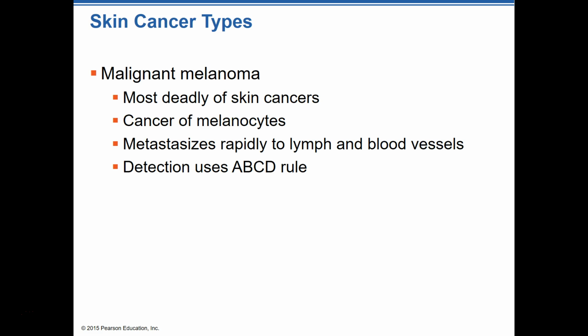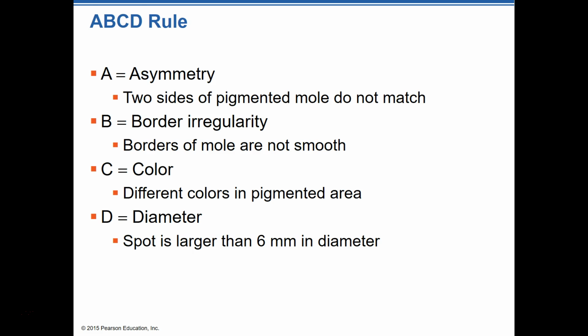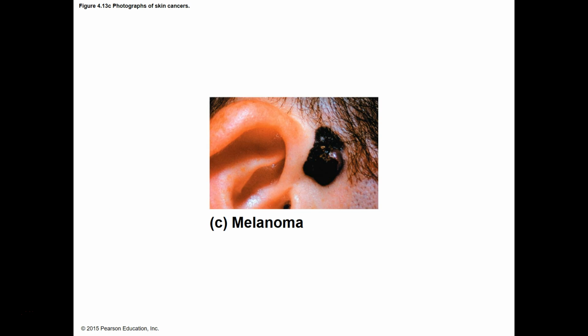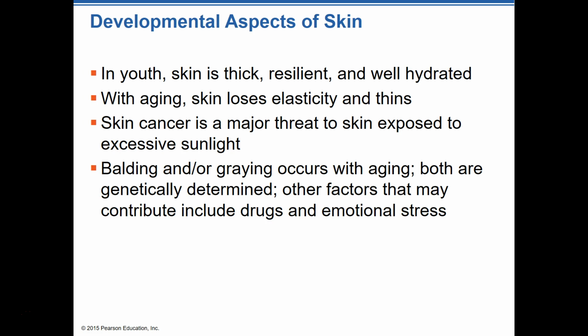And then, of course, we can have malignant melanomas. It's the most deadly. It's cancer of the melanocytes, those protective cells that produce melanin, the darker complexion in the skin, and they go haywire. These metastasize rapidly into the lymph nodes and blood vessels. And then it says use the ABC rule to detect: asymmetry, border integrity, color, diameter. And we can see that right there. It's pretty obvious. I mean, that's nasty. That's not good. That's scary right there.